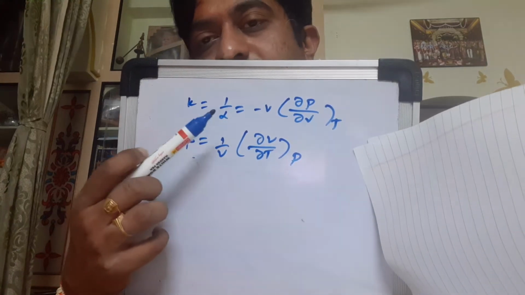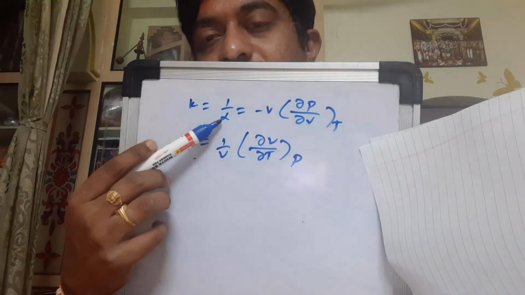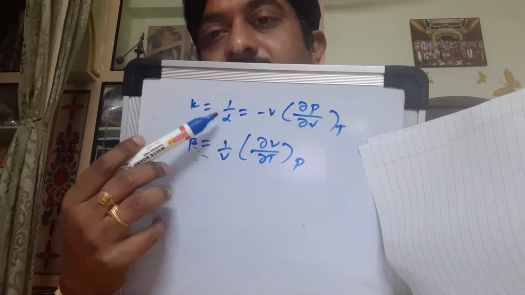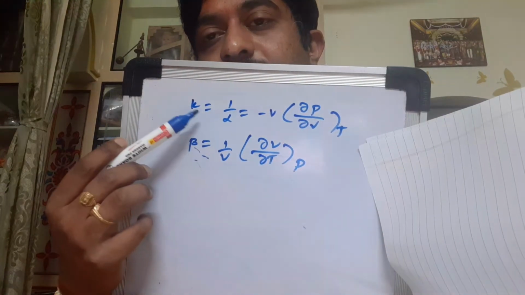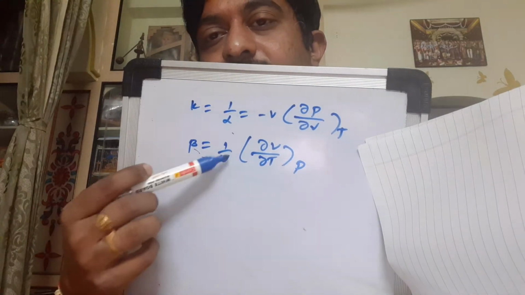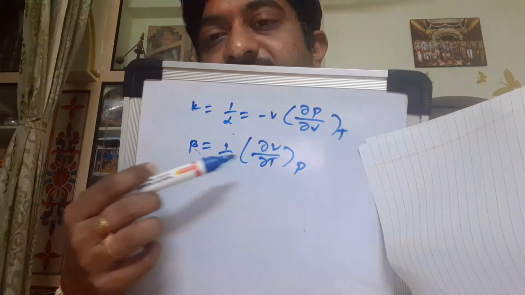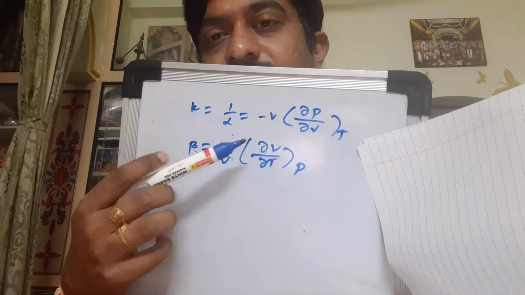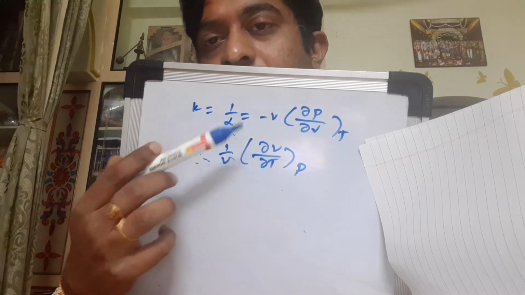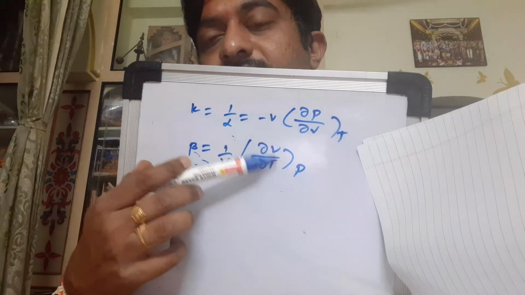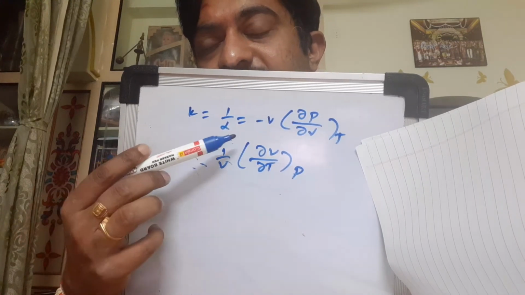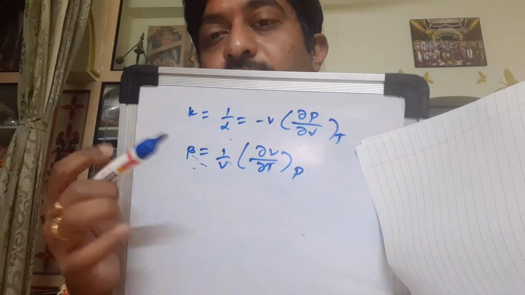You can establish the bookish convention also, 1 by alpha. Alpha is generally taken for this one, but here that's why I have taken it previously. The same thing, 1 by alpha is equal to K, and beta is dou V by V dou T at constant pressure, and 1 by alpha is equal to minus V dou P by dou V at constant temperature. So the relations are the same. There is no confusion about the variables, but you take alpha and beta interchangeably instead of 1 and 2. Please keep that in mind.